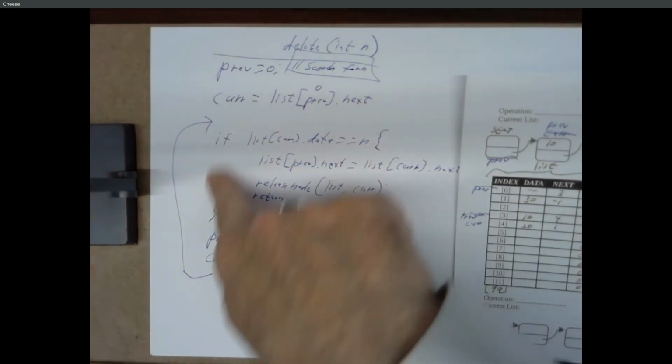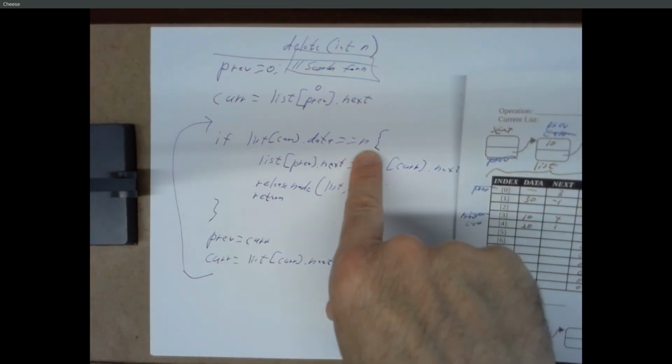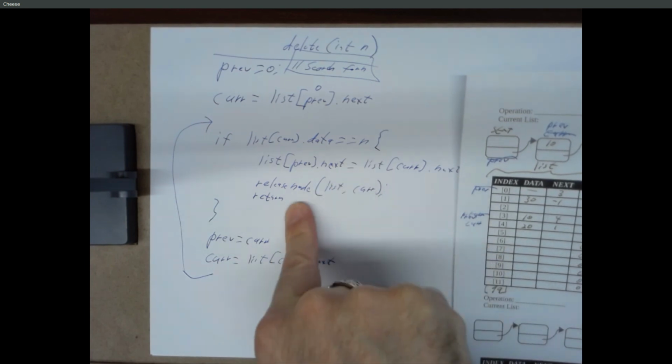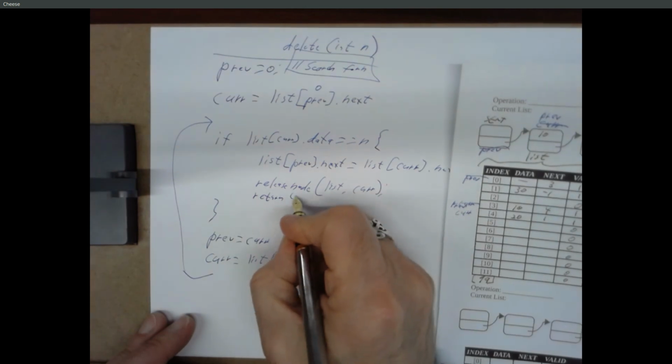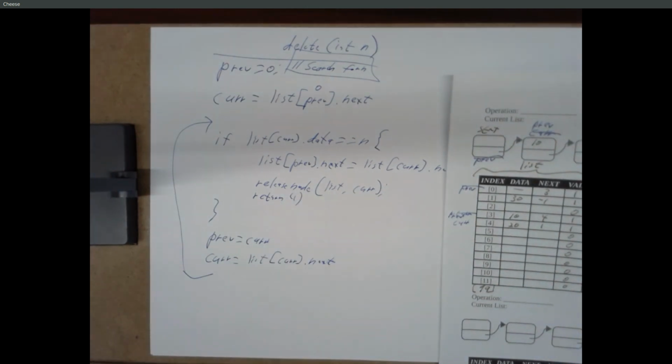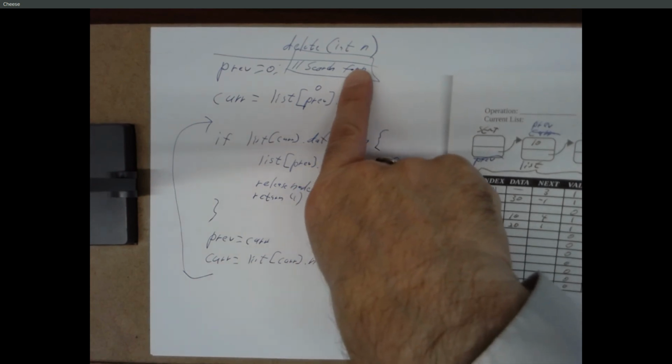Now you can safely iterate here, and you know that eventually you're going to find a spot where list current data is equal to n, and you can delete it and return. I guess it would be a return 1, because delete returns a value. But before you do that, search. If you don't find it, return a 0.